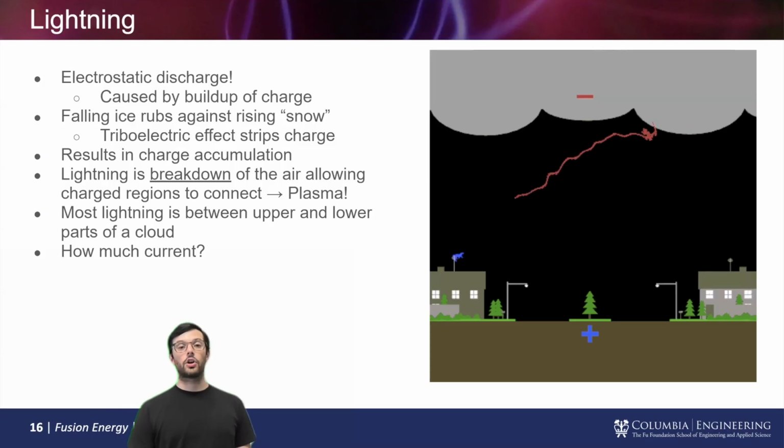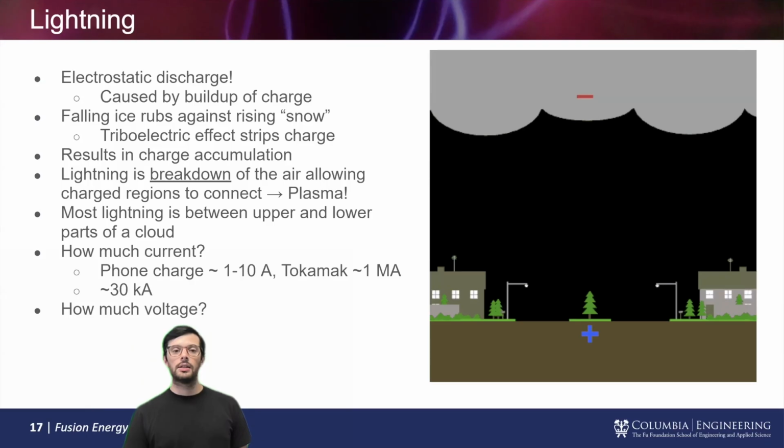So if you had to guess briefly how much current is in a lightning bolt, it's roughly 30 kiloamps, on the tens of kiloamp scale. To give you some reference, a phone charger is 1 to 10 amps, and a tokamak, the ones we're building today, is about a megaamp. So 1 million amps versus 30,000 amps. So it's a lot of current, but it is interesting compared to the tokamaks we build today, which are much more. And the voltage is really interesting because the power of an electric discharge is the voltage times current.